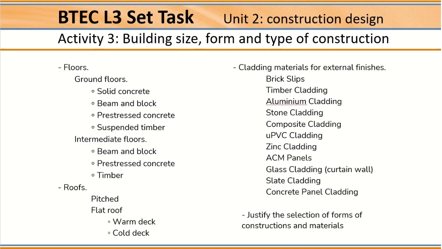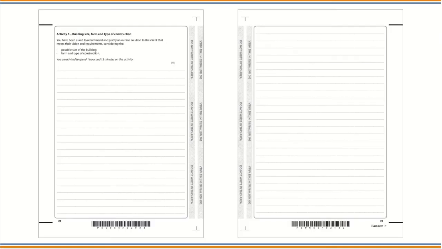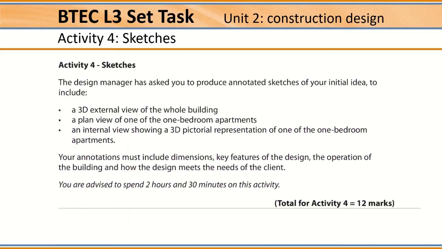In this question, you will also have to justify the type of floors, roofs, cladding materials that you're going to use. Ensure that you are justifying the selection of all materials. This is the available space that you have to answer this question. 5 pages in total. Activity 4, sketches.